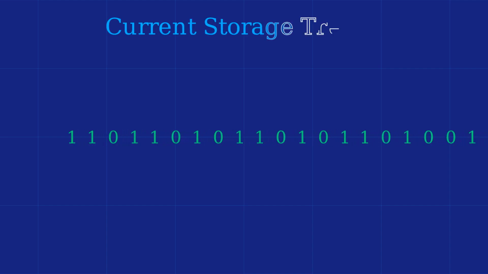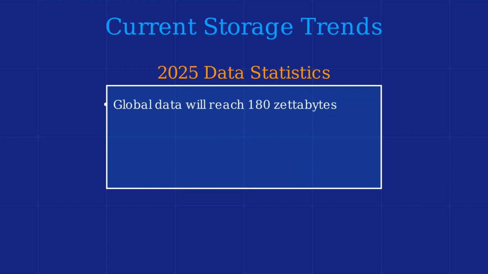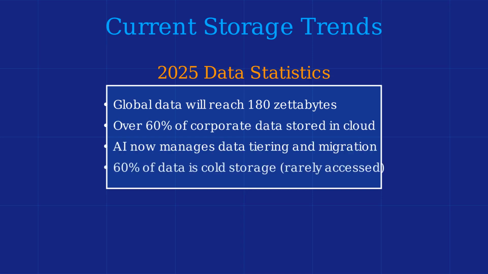Finally, let's examine current trends in storage technology. As of 2025, global data generation is approaching 180 zettabytes, with over 60% of corporate data stored in the cloud. Artificial intelligence now plays a crucial role in managing data, automating tasks like tiering, migration, and security. Interestingly, about 60% of all data is considered cold storage, meaning it's rarely accessed but still needs to be preserved.